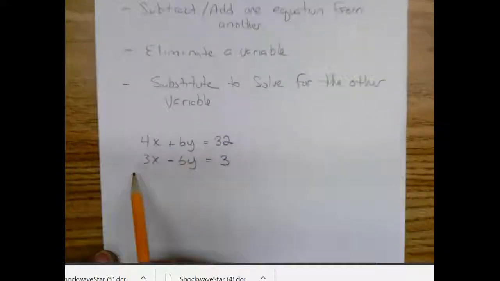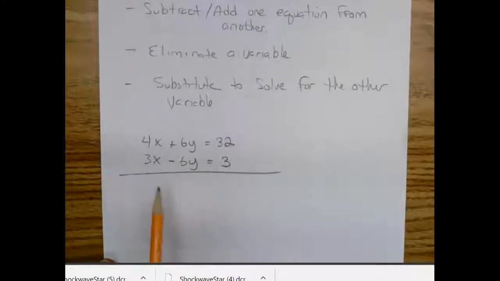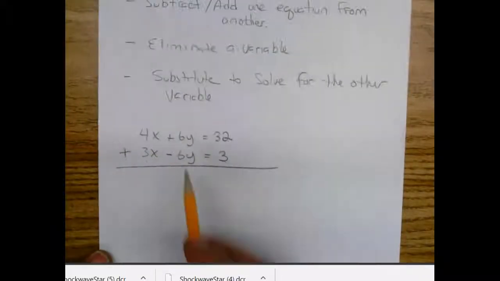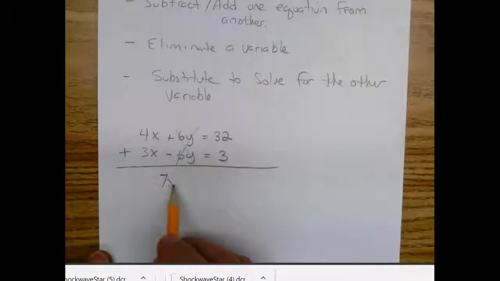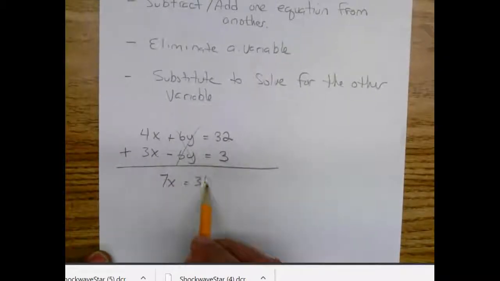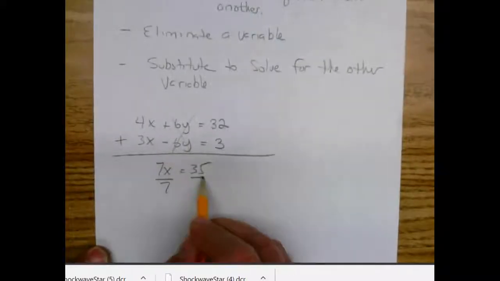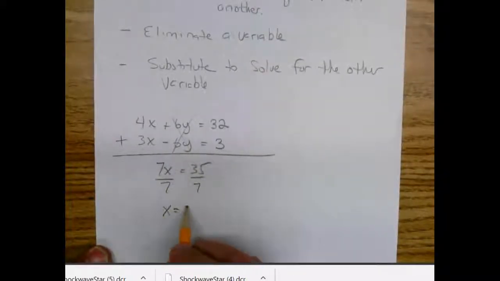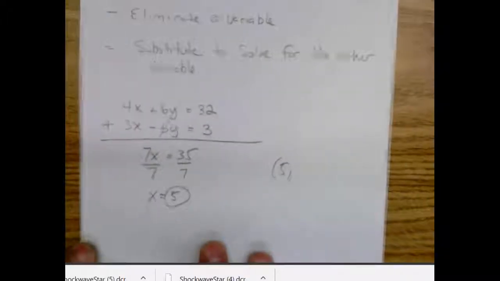So if we look at this one, 4x plus 6y equals 32, we have 3x minus 6y equals 3. So if we add these together, this is going to cancel. And we're going to have 4x plus 3x is 7x equals 35. These cancel. And then we just divide by 7. We get x equals 5. So that's our first answer in elimination.